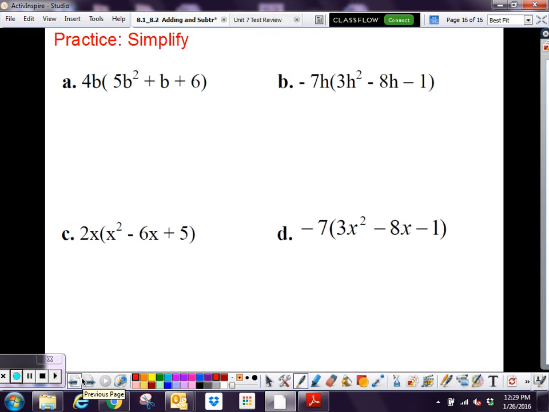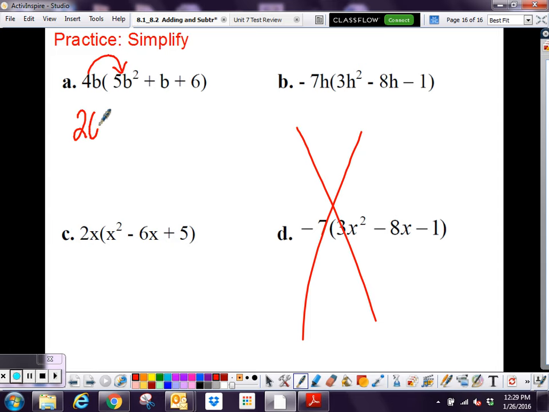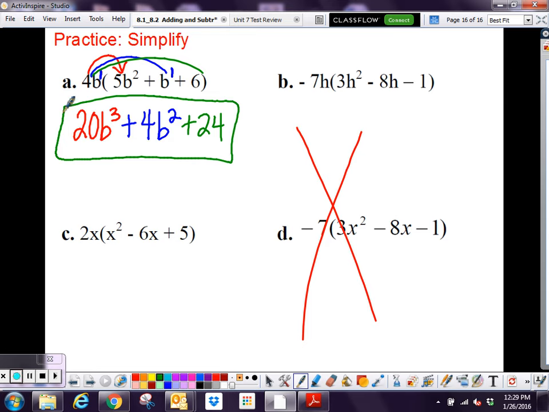Okay, we're not going to do all of these, but I'm going to do a couple. So let's do A and C. Mark out B and D. All right, so here we go. I've got 4b times 5b squared. So I'm going to multiply the coefficients. That gets me 20. I'm going to add my exponent. That's going to get me b cubed, because I've got a 1 on this b. I'm going to do 4b times b. So that's just 4 times 1 is 4. B. Now notice I have 1 on the original, and I have 1 here. So that gets me b squared. And then I have 4b times 6, which gets me 24. I have no like terms, so that's my answer.